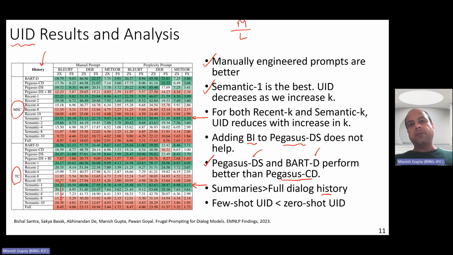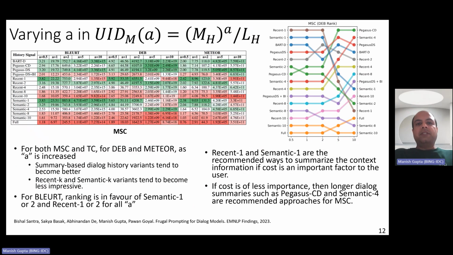And then, as we observed on the previous slide, few shot results are actually worse compared to zero shot results in terms of core performance, absolute performance. And therefore, few shot UID is actually worse than zero shot UID anyway. Okay, so that's mostly the video. One last thing that is left is what happens if I vary this A in the formula, right? So essentially, we experimented with 5 different values of A.